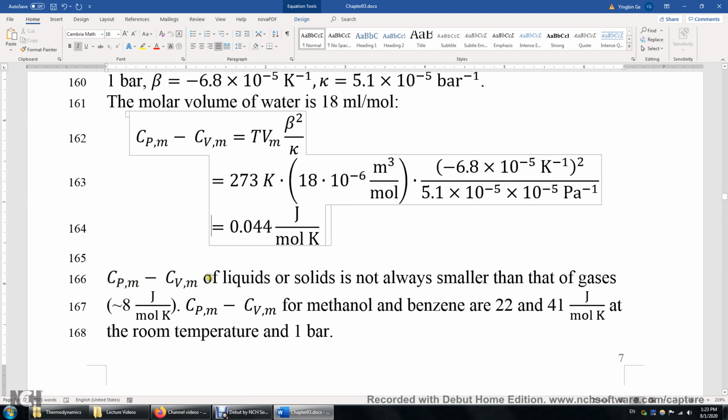Cpm minus Cvm of liquids or solids is not always small. For methanol, it's actually 22 joule per mole K. It's about 3 times the ideal gas constant. For benzene, benzene has a very large molar volume. For benzene, Cpm minus Cvm is 41 joule per mole K. It's roughly 5 times the ideal gas constant.